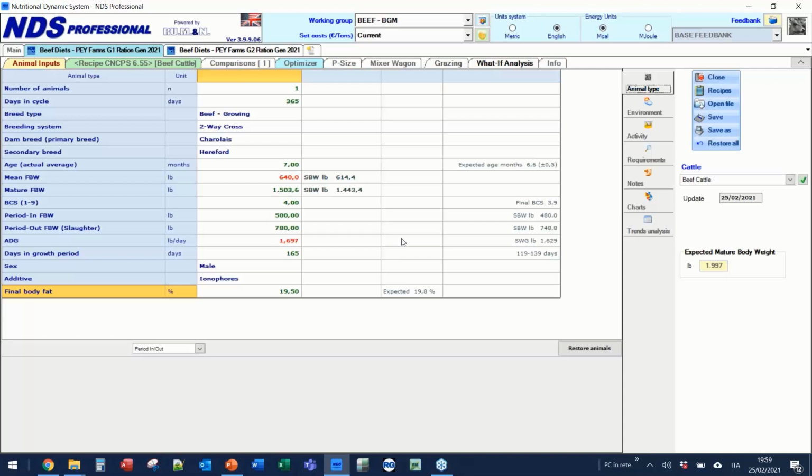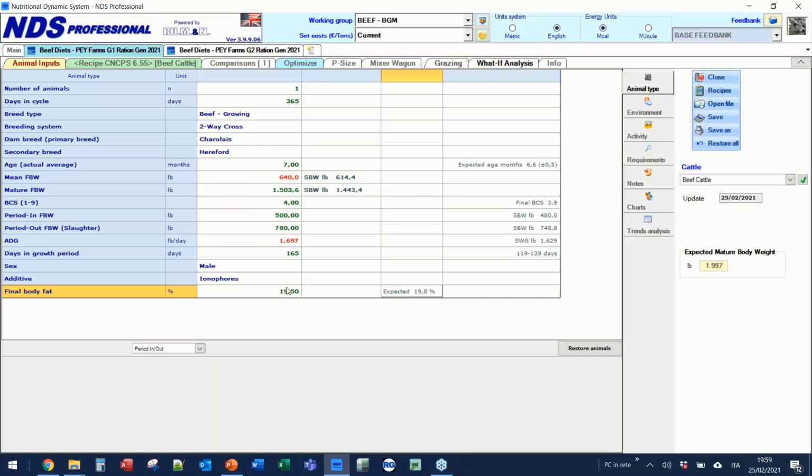Based on these guidelines, period in, period out, input of the two weights at the beginning and at the end of the days on feed, based on the final body weight the system is suggesting, because we suggest the expected final body weight. Final means at the end of the period.